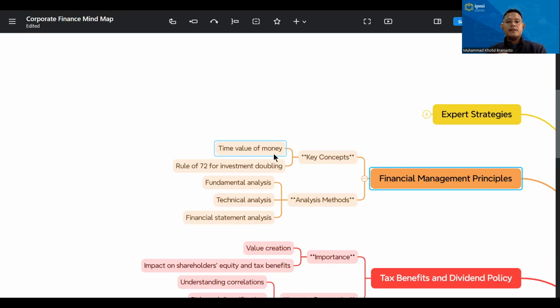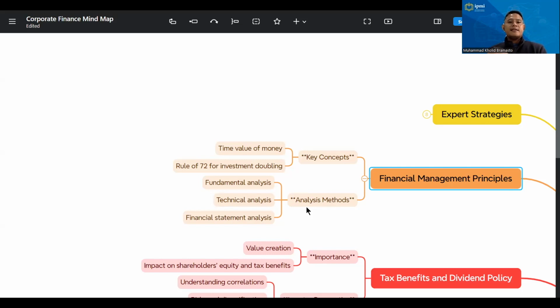Rule of 72: this simple rule estimates the time it takes an investment to double in value by dividing 72 by the annual rate of return. Investors can quickly assess the potential growth of their investment. In addition to these core principles, various analysis methods are crucial for successful financial decision making.